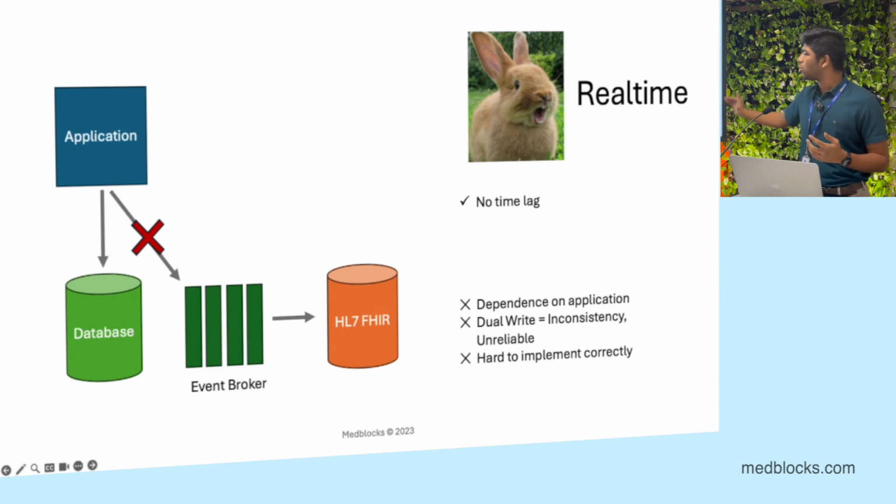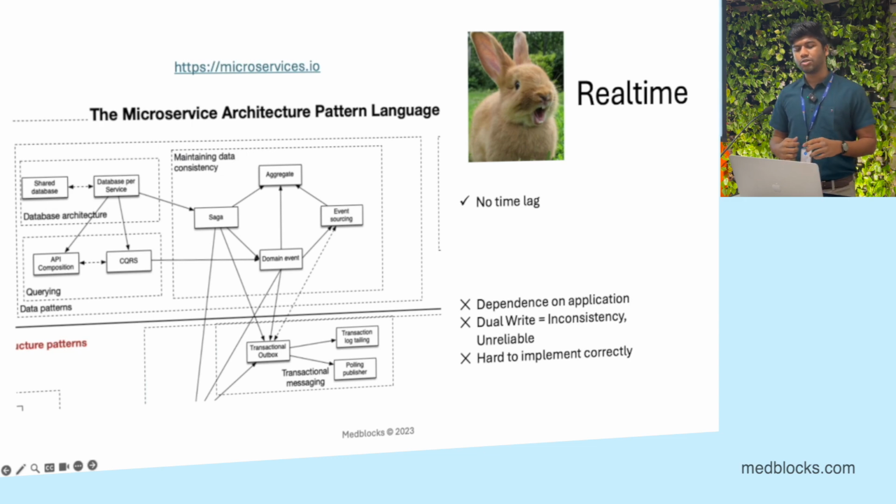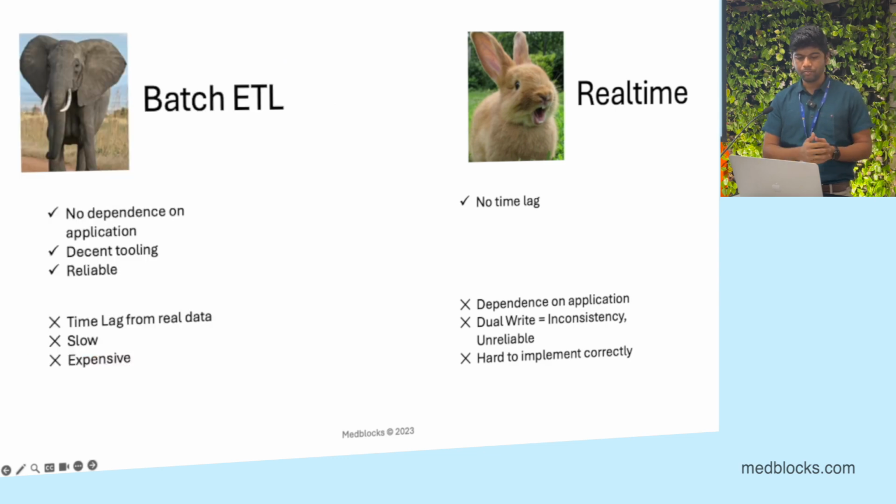It's unreliable. It's also kind of hard to implement correctly, because you need the application developer to understand what data to push and where and so on, right? So again, there is this great resource called microservices.io where you can see what kind of patterns they use to solve these kinds of problems. One of these is maintaining data consistency. There are a few approaches to this: the Saga pattern, event sourcing, aggregating things, and a lot of other patterns. But many of these are really hard to implement. So today I'm just going to tell you what we do, how we do it, and maybe it might help you in some way. Right? So again, batch ETL has these problems, real-time has these problems.